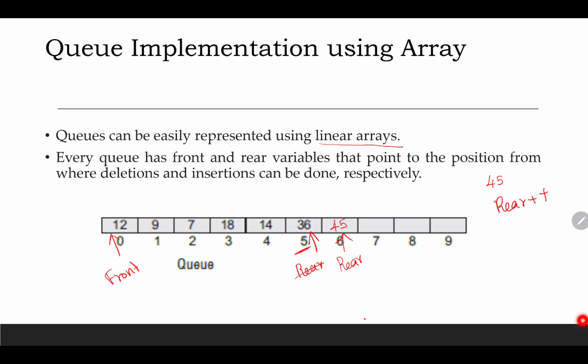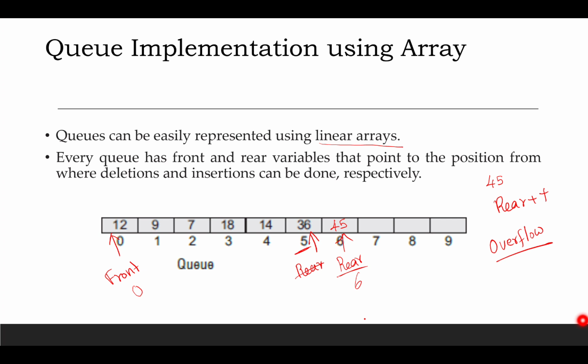So for inserting the element, we have to increment the rear value and do the insertion. After doing the insertion, the position of the rear is 6, and the front will remain the same, it is 0. Before doing the insertion, we have to check the overflow condition, to check whether the particular queue is full or not.